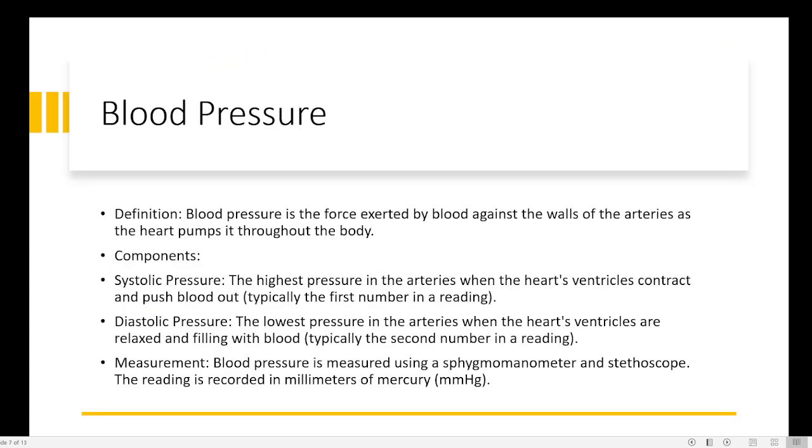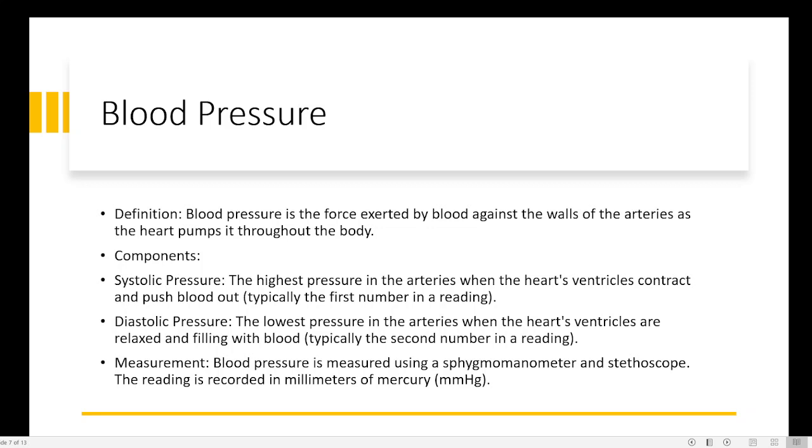Then another topic that we have to discuss is around blood pressure. So in the issue of blood pressure, we have to first understand what is a blood pressure. It is a force exerted by blood against the wall of the arteries as the heart pumps it throughout the body. So when blood is flowing through the artery or blood vessel, it will be creating some force or pressure on the wall of the blood vessel or on the artery. That force is actually called the blood pressure.